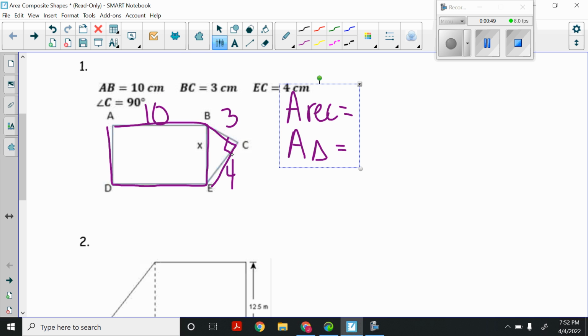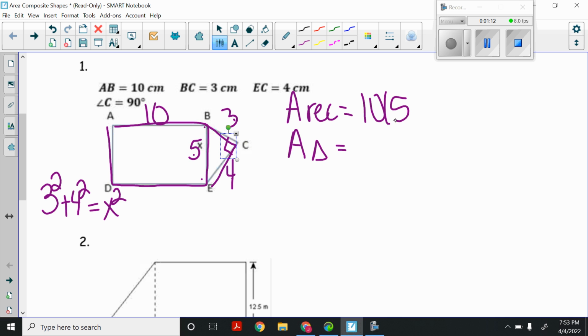Okay? So the very first thing I need to do is find B to E, right? I see that this is a right triangle, 3, 4. I'm looking for the hypotenuse. It's a triple. If I didn't recognize the triple, I would do 3 squared plus 4 squared equals x squared. But it's a 3, 4, 5. So now the area of the rectangle, length times width. So 10 times 5, which is 50.